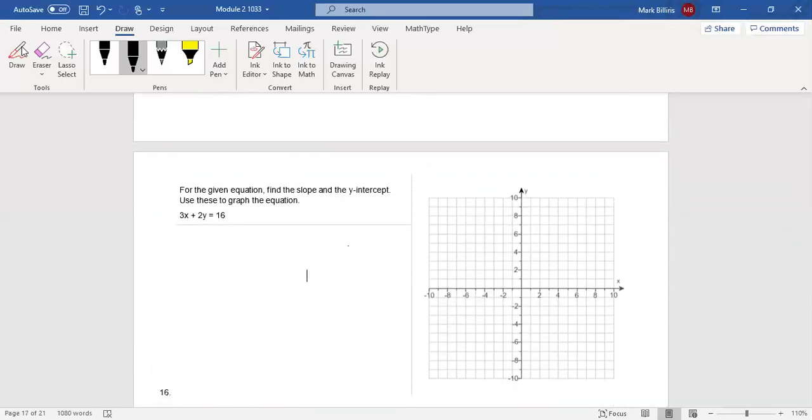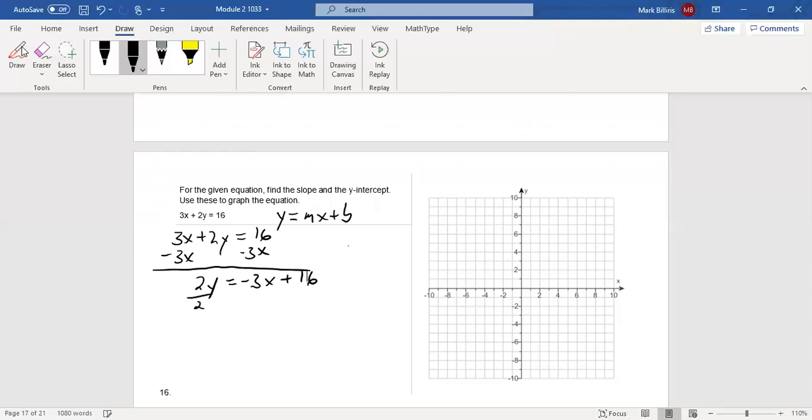Next example, for the given equation, find the slope and y-intercept. So again, we need to put it into slope-intercept form. That's the y equals mx plus b form. So we start with 3x plus 2y equals 16. We want our y variable to be isolated, so we're going to subtract 3x from both sides. And then we're going to divide each term by 2 because we're solving for 1y. So y would equal -3/2 x plus 8.